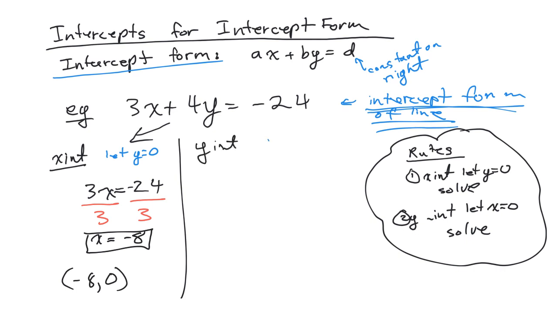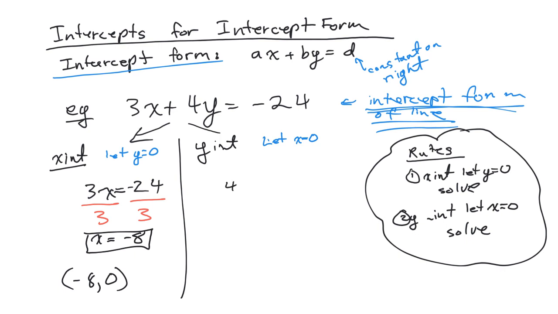That means we're going to let x equal 0 in our equation, which means that for this thing, the 3x disappears. So all we're left with is all of this. 4y equals negative 24, and we solve. That's the reason I like this.